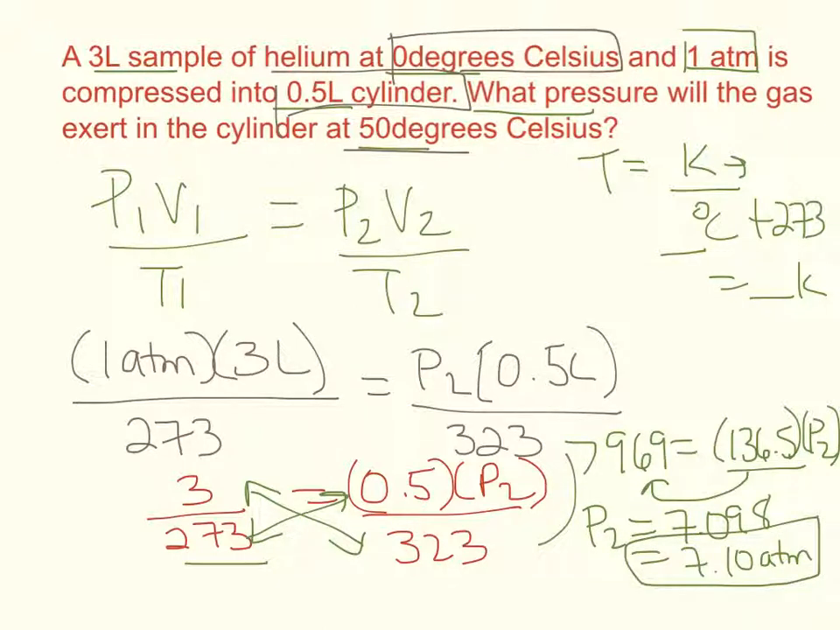So it's pretty interesting. We've taken a 3-liter sample of helium. We've increased the temperature, so that means with our kinetic theory that the molecules are going to want to expand, but because we've compressed them, this is how we've increased the pressure practically 7-fold, because we've gone from 1 atmosphere all the way to 7. So this is just an example of how we would be using the combined gas law.